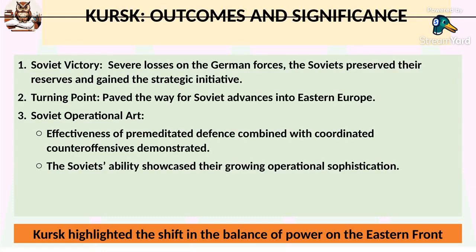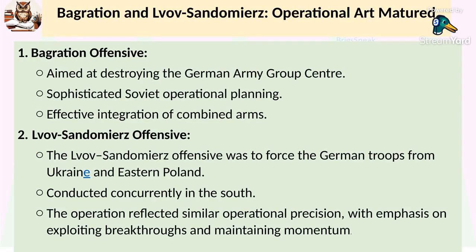It was a turning point in the war, paving the way for Soviet advances into Eastern Europe and cementing the Red Army's growing operational sophistication. Overall, Kursk highlighted the shift in the balance of power on the Eastern Front. Next part is on Bagration and Lvov-Sandomierz, where operational art matured.